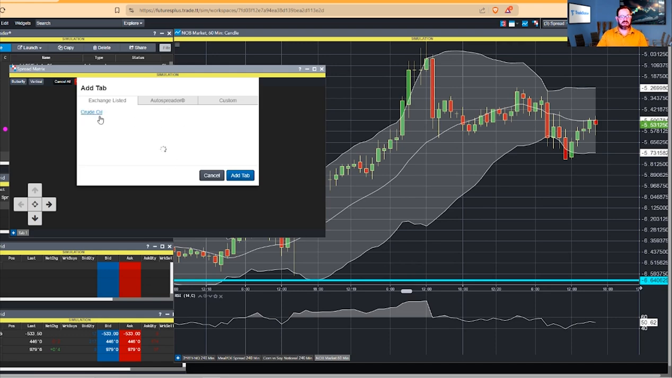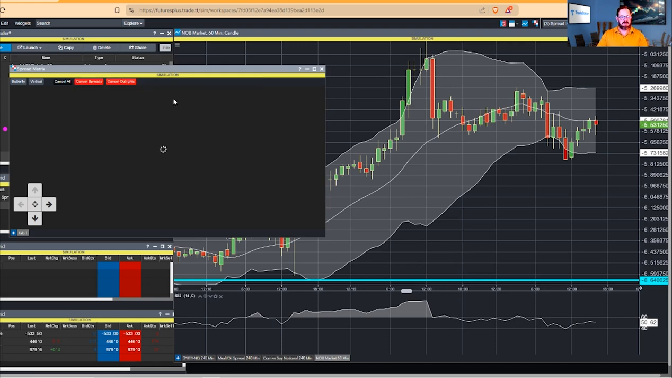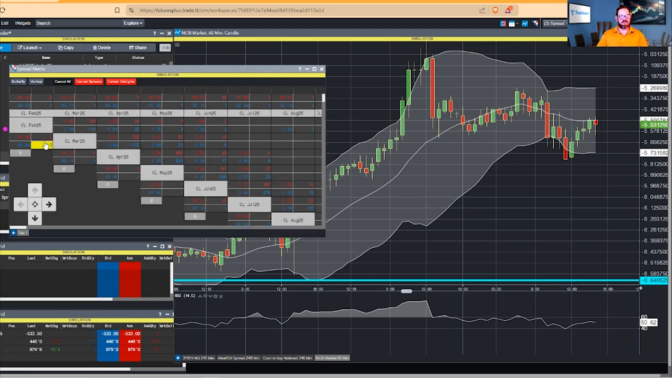Oh no, I had that. There we go. Go add tab. And there it is. This is the intra-market spread for crude oil. You see, I have February, March, April. So if I go across here, February versus March, February versus April, February versus May, and so on.